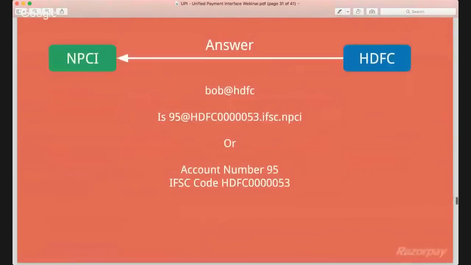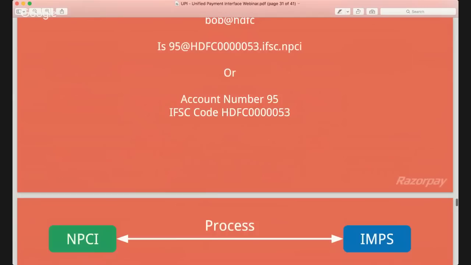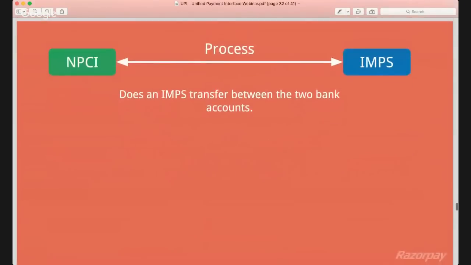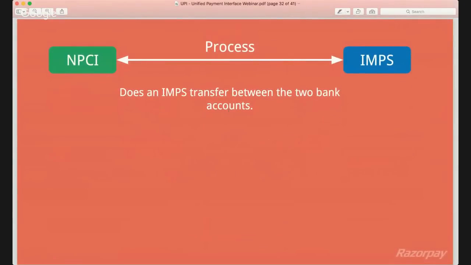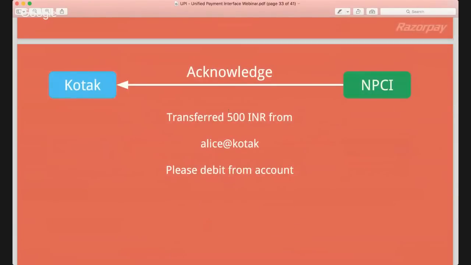Finally, at this point, NPCI or UPI knows what the bank account details are for Bob. It knows the bank account details for Alice as well. It initiates an IMPS transfer. The IMPS transfer happens between two bank accounts, which means no money has been deducted, and both the parties need to be acknowledged back. UPI will get back to Kotak and inform them that 500 INR has been deducted from their account. Please let the customer know.